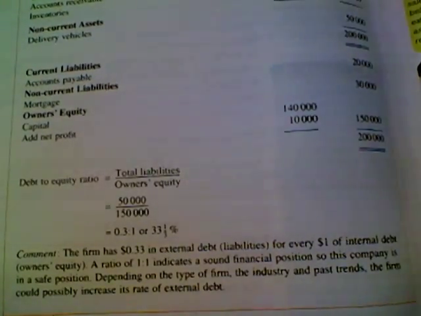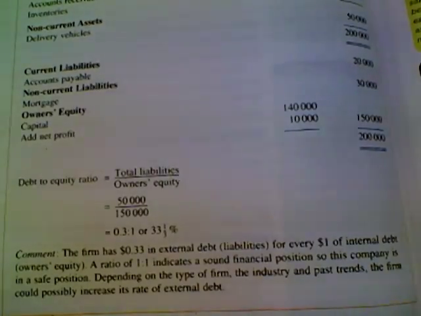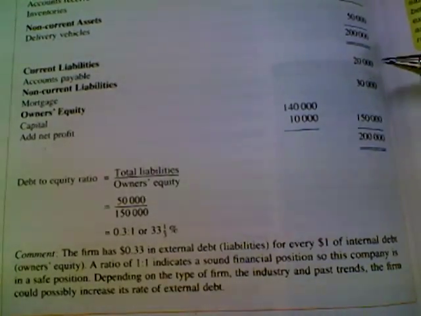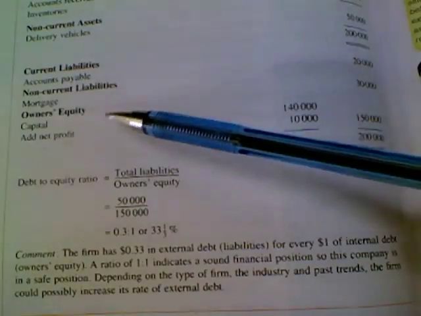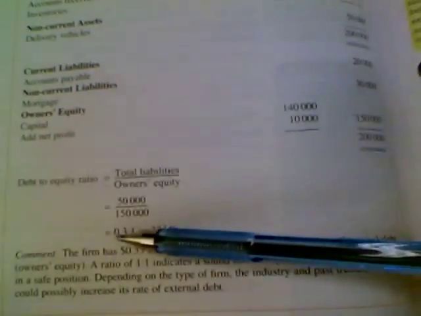So just to recap, gentlemen, when you calculate your solvency ratio, you add up your liabilities and you divide it by your owner's equity, and you always express it as a ratio.